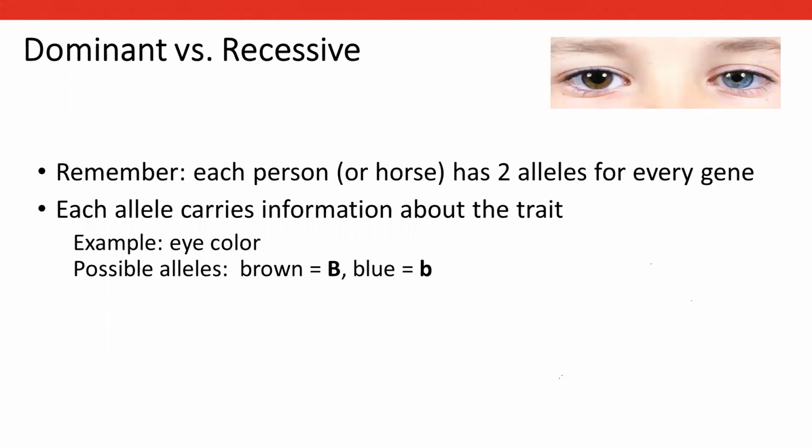So I'll stick with an example in humans. So remember that every person or every horse has 2 alleles for every gene, one from mom, one from dad. And each of those alleles carries information about whatever trait we're interested in. So in humans, eye color, if we simplify it, is determined by 2 possible alleles. Brown, which I'll use a big B to denote, and blue, which is a little b. The brown allele happens to be dominant, and the blue allele is recessive.